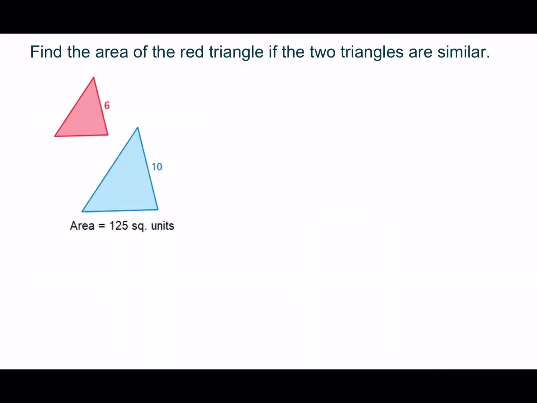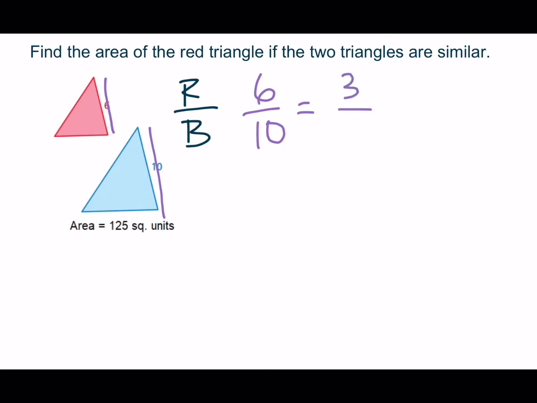Now let's look at this example here. It says find the area of the red triangle if the two triangles are similar to each other. To start, we need to figure out the ratio of their corresponding side lengths. So we will go red to blue to set up our ratios, and we have our corresponding sides, right? 6 in the red is going to correspond with 10 in the blue. And again, reduce this fraction, that is going to be 3 over 5.